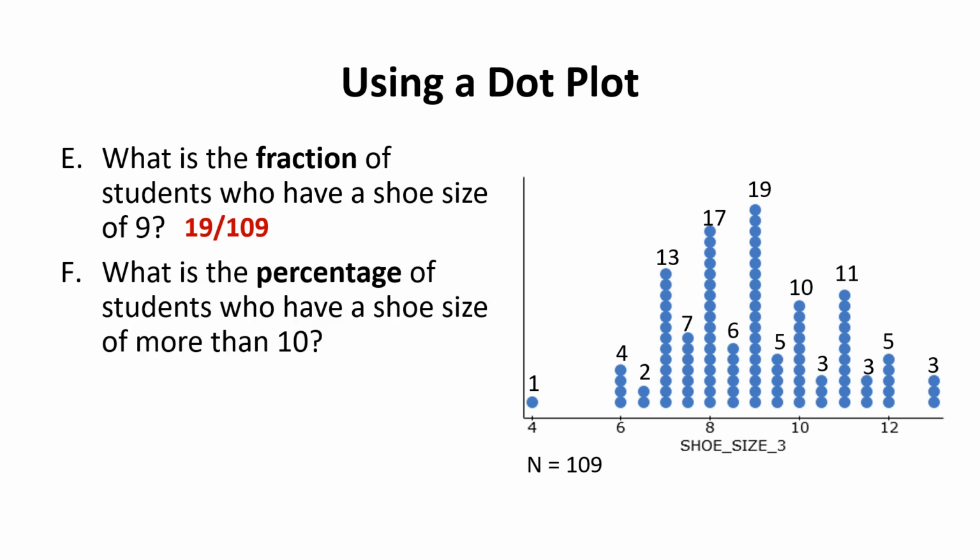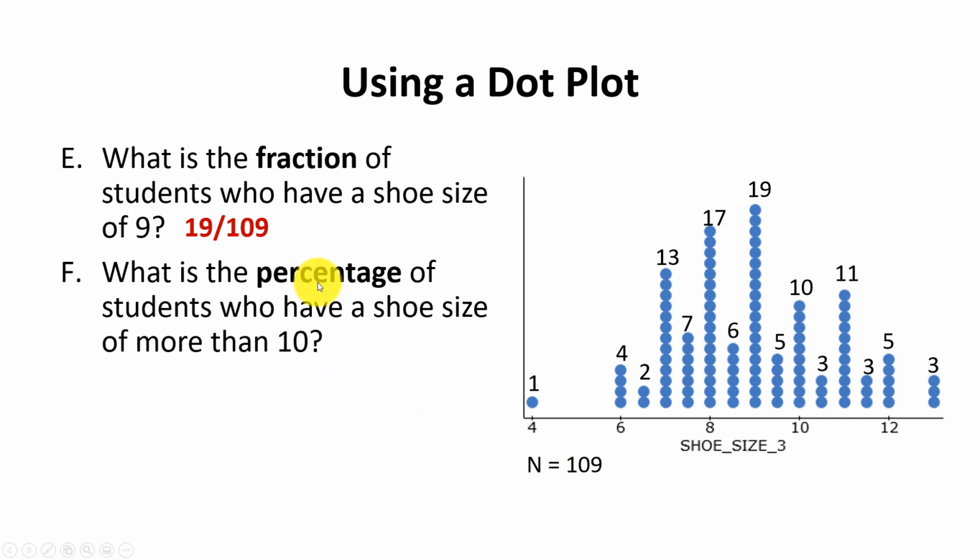F. What is the percent of students who have a shoe size of more than 10? Now we want more than 10, so we don't count any shoe sizes of 10. More than 10. So we have 3 that are 10.5, 11, 12, 12.5, and 13. So we add up the frequencies. 3 plus 11 is 14, plus 3 is 17, 17 plus 5 is 22, plus 3 more is 25. So that's a frequency of 25, but we want to know, okay, 25 out of 109.